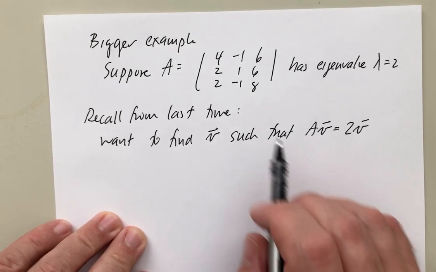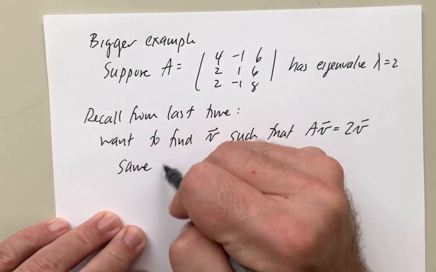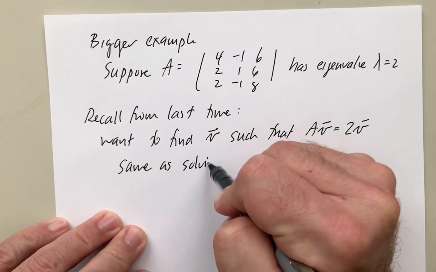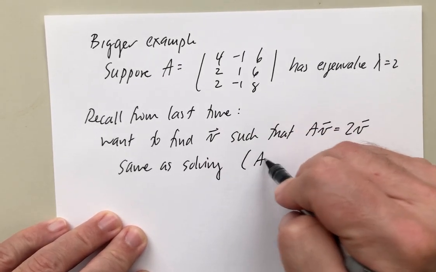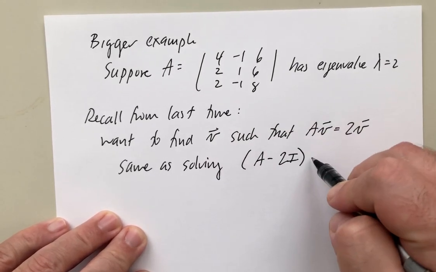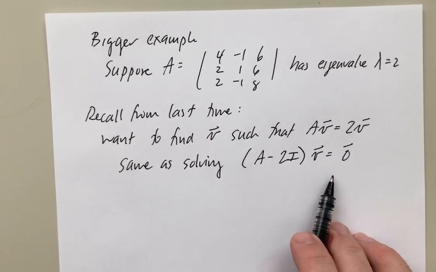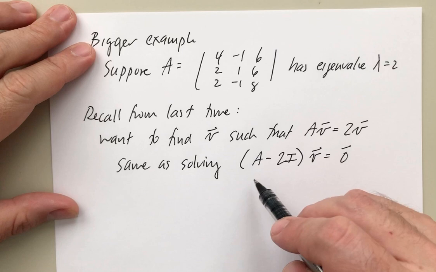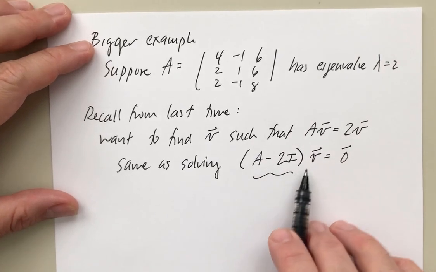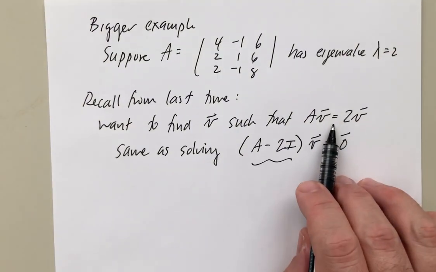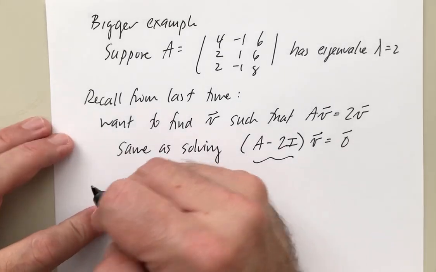Well, finding that vector V was the same as solving a certain system, where I take A minus 2I times the unknown vector V, and I set that equal to 0. So a solution to this system, where I have this as a coefficient matrix, is the vector that I want.